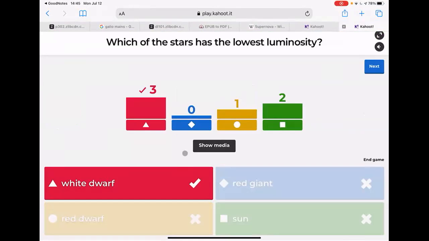Lowest luminosity, yeah. I was going to repeat one more time. Remember, a red dwarf doesn't exist. That's just a made up thing that someone made in this Kahoot. Lowest luminosity is the white dwarf.